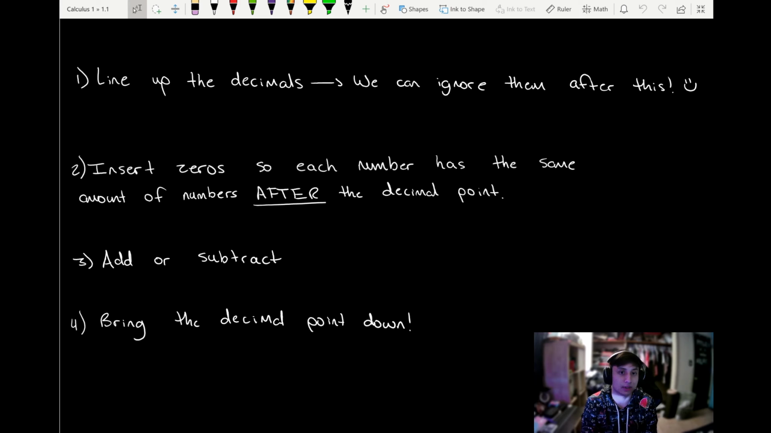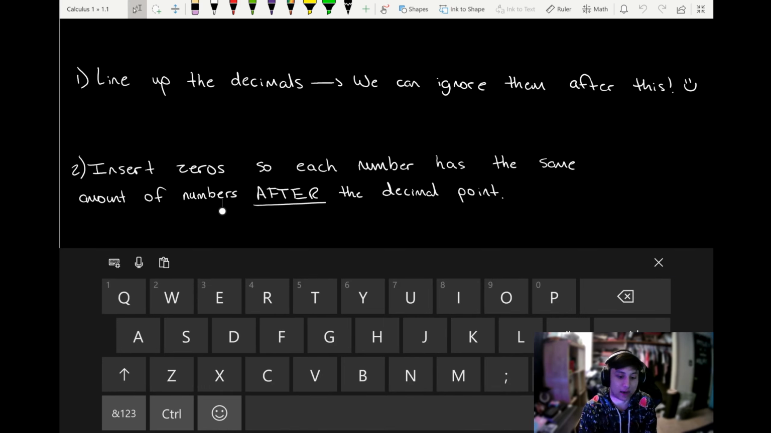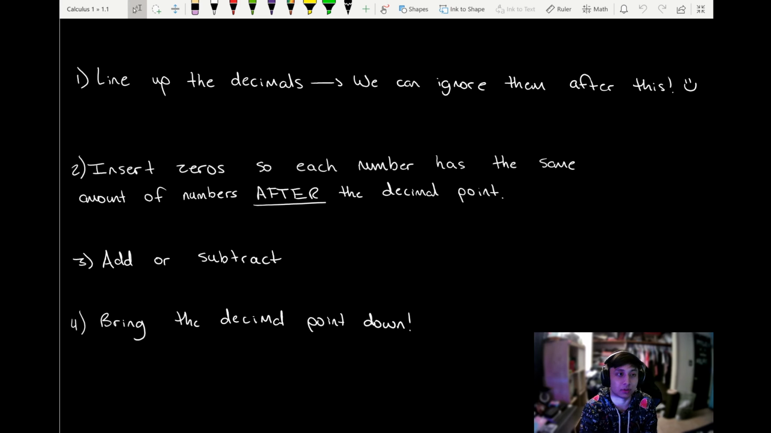And the cool thing about this step is we can ignore the decimals afterwards till the very end. Sorry, my keyboard just popped up.